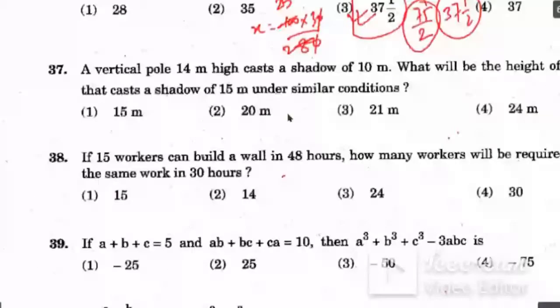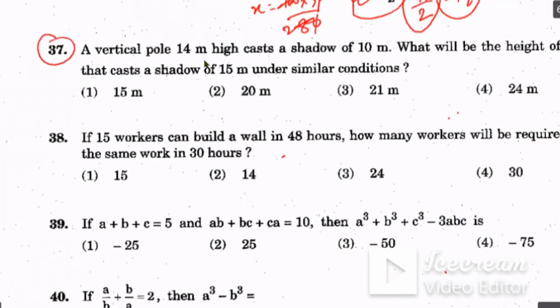Okay, next question. Question number 37. A vertical pole 14 meter high casts a shadow of 10 meter. What will be the height of a tree that casts a shadow of 15 meters? So suppose this is the pole, this is 14 meter, this is its shadow 10 meter. Again, one tree is there. The height of the tree you don't know. So suppose it is x, and the shadow is equal to 15 meter.